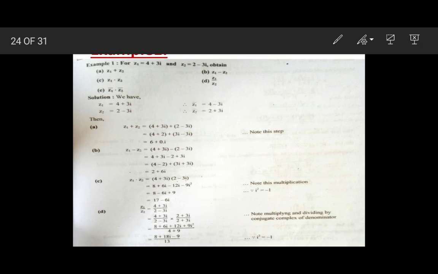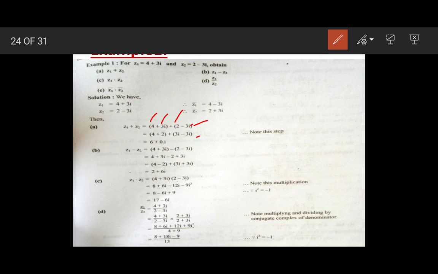So as you can see, example 1: z1 is given as 4 plus 3i, z2 is given as 2 minus 3i, and the question is to find z1 plus z2. So z1 plus z2 means 4 plus 3i plus 2 minus 3i. We are going to add the real part with the real part, so 4 plus 2, then the imaginary part with the imaginary part, so 3i minus 3i. This results in 6 plus 0i, so that means we have only the number 6.